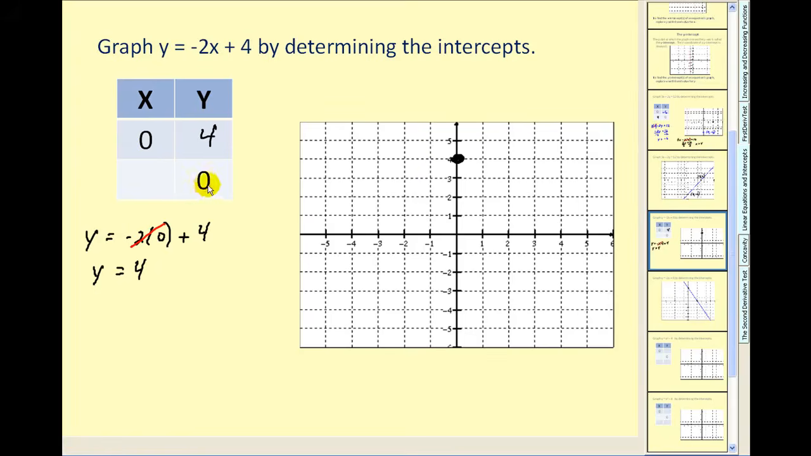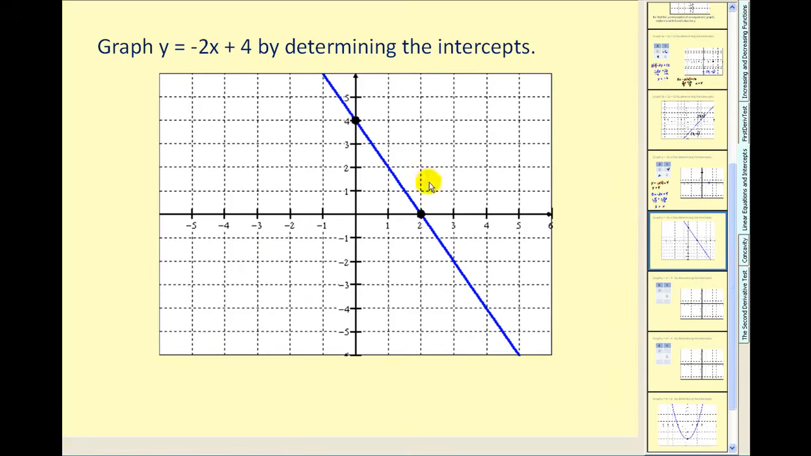Now we'll replace y with 0 to find the x-intercept. Subtracting 4 on both sides, dividing by -2, we have x is equal to 2. Our x-intercept is the point (2, 0). Again, if we were to add 2x to both sides of this equation, we could put this in standard form, so we know it's a linear equation, and our graph is a line through these 2 points. And again, here it is, our x-intercept and our y-intercept.